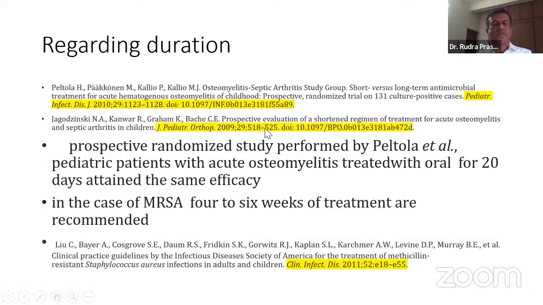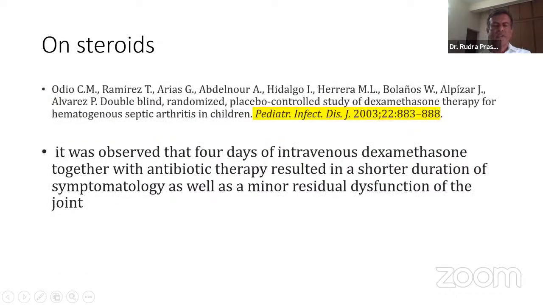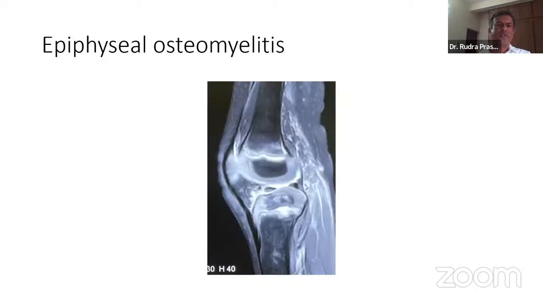These are some of the studies which I was quoting. We have done a prospective randomized study and proved that short-term antibiotics are quite effective in managing this. About steroids, I don't personally use steroids, but there are people who use them just to reduce the inflammatory load in the beginning, and there are supportive studies for that also.